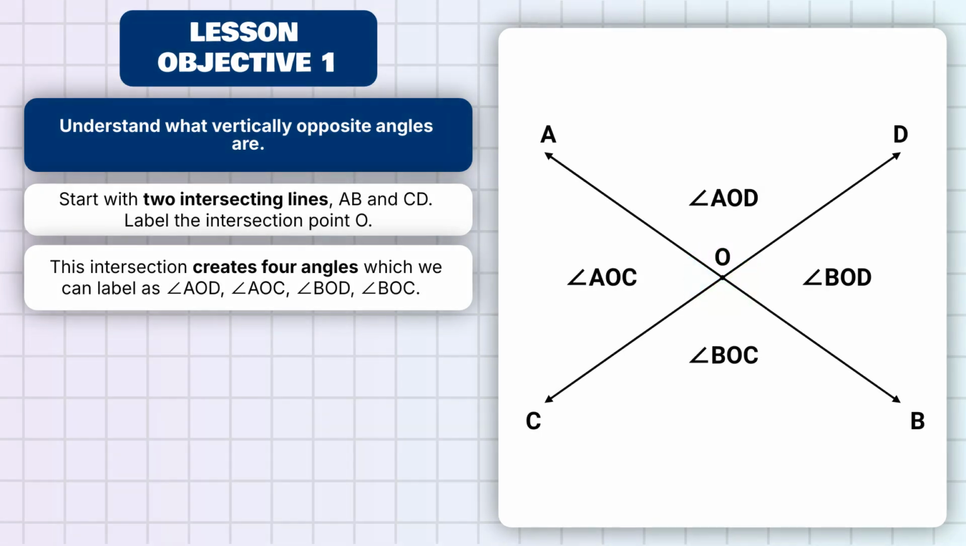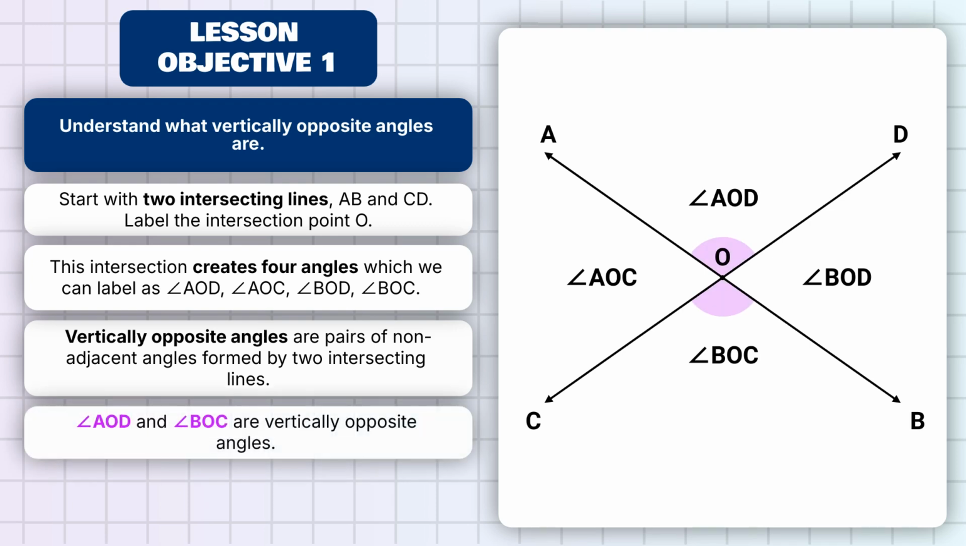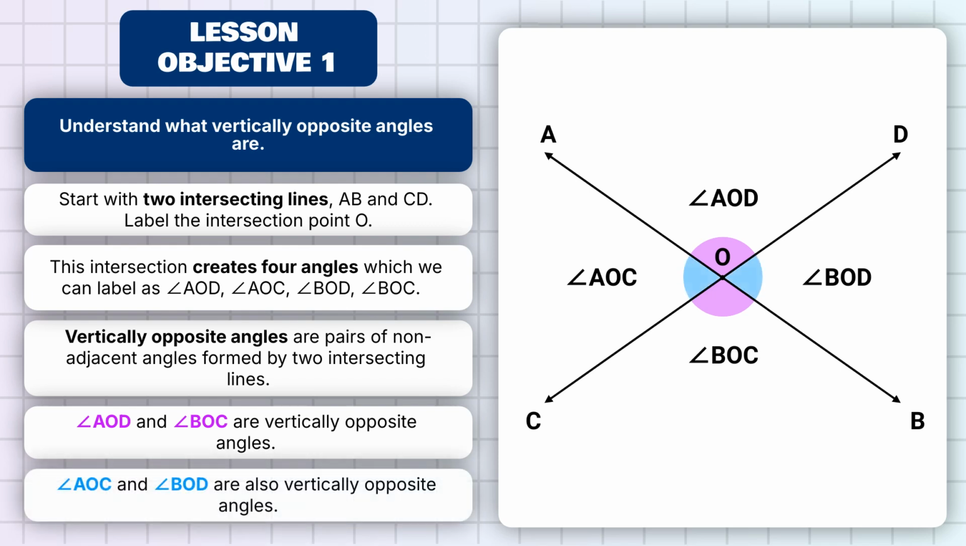In this setup, we can identify pairs of vertically opposite angles. Vertically opposite angles are pairs of non-adjacent angles formed by two intersecting lines. This just means that they are angles which are opposite each other rather than next to each other. In this diagram, angles AOD and BOC are vertically opposite angles, and angles AOC and BOD are vertically opposite angles. So, now you should understand what we mean by vertically opposite angles.